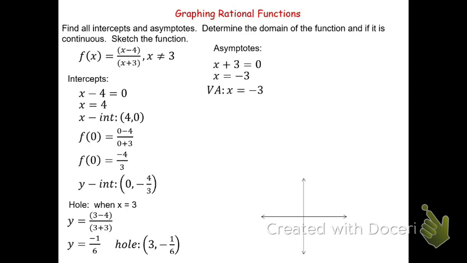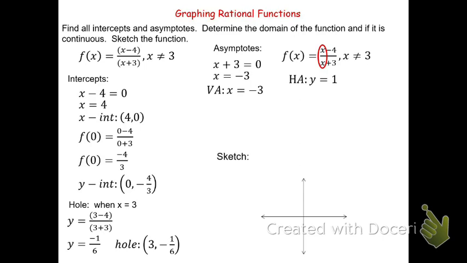Now let's find the horizontal asymptote, or the end behavior asymptote. This function was x minus 4 over x plus 3. That's first degree over first degree. It's improper but equal degree, so if you remember what we did with those, we take the 1x over 1x, or just the coefficients, 1 over 1, and that's going to tell me that the horizontal asymptote is y equals 1.